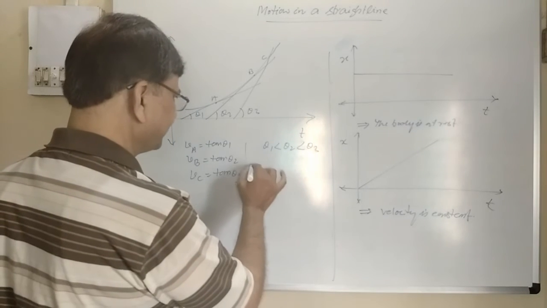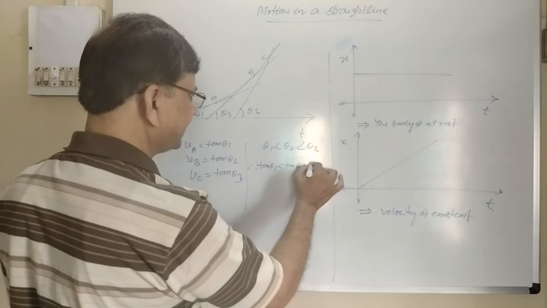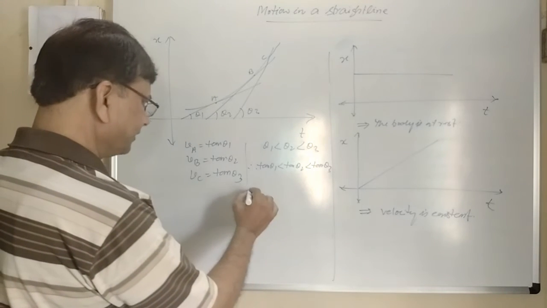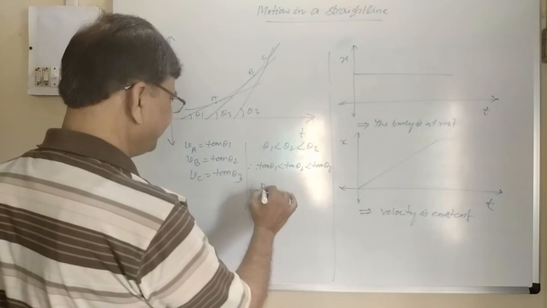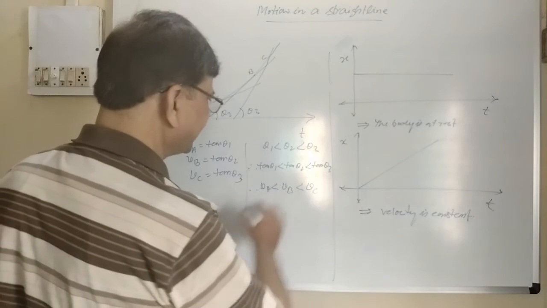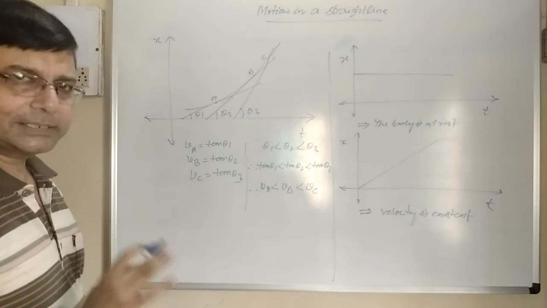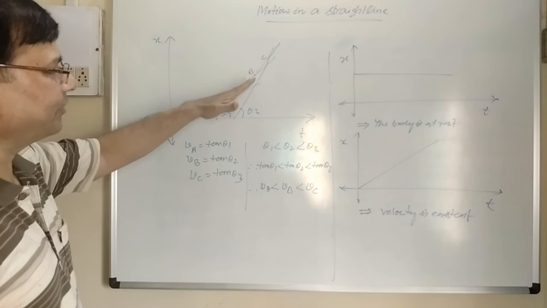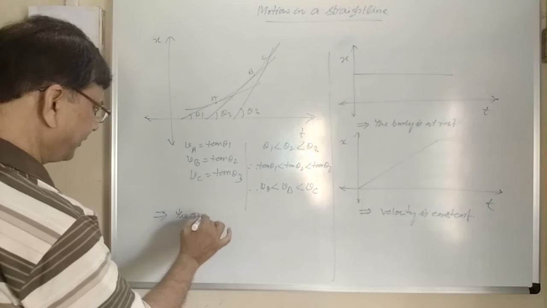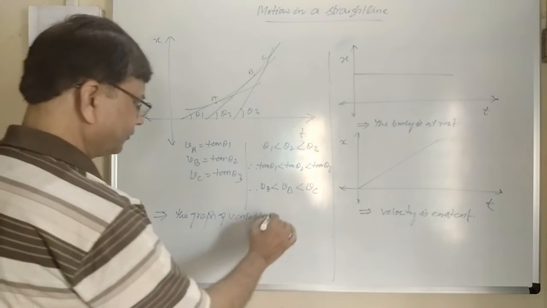Therefore, tan theta 1 is less than tan theta 2, less than tan theta 3, and therefore VA is less than VB is less than VC. It means velocity is changing, right? So this is variable velocity, the graph of variable velocity.